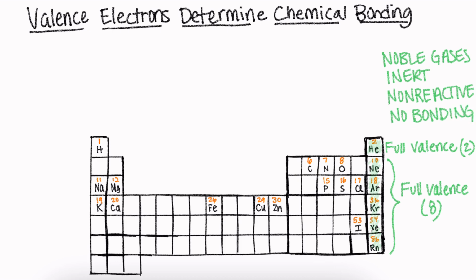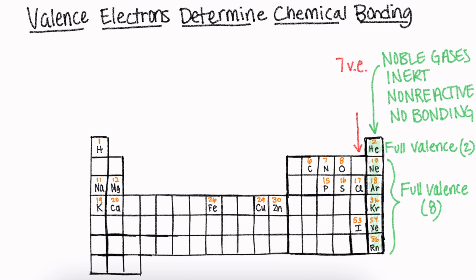So if you start with that, that's the perfection, right? That these all have full valence shells. Now let's look at the rest of the periodic table so that we see why the other ones will want to form bonds. Closest to the noble gases, we have this column right here, and these have 7 valence electrons.